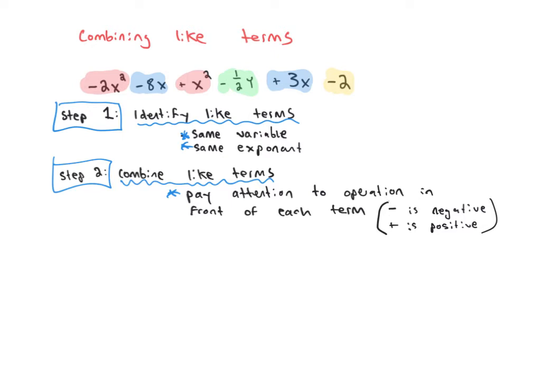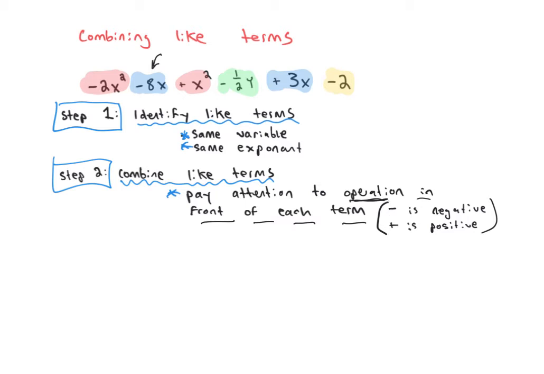And it is very important. You might notice that as I went through and collected what my like terms were, I included the operation in front of each term. Meaning, for example, this blue one, I did not call that minus 8x. I called that a negative 8x. And when I highlighted it, I included the operation in front of it. I included that negative symbol. Okay, let's combine our terms.